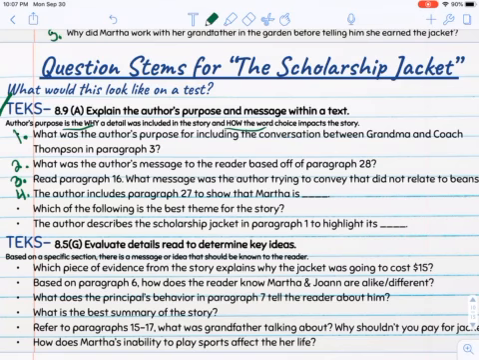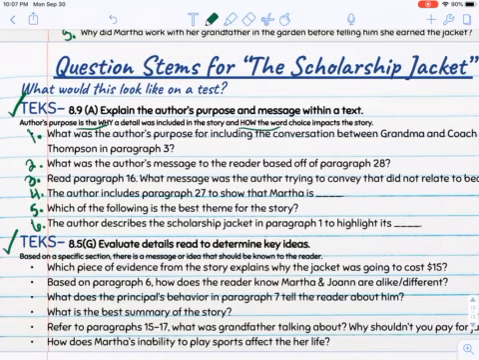4. The author includes paragraph 27 to show that Martha is 5. Which of the following is the best theme of the story? 6. The author describes the scholarship jacket in paragraph 1 to highlight its.